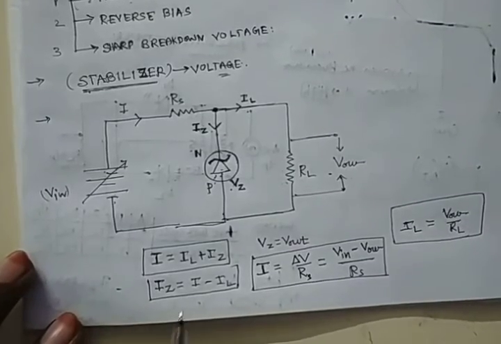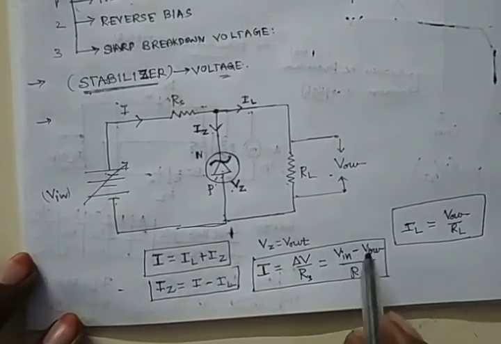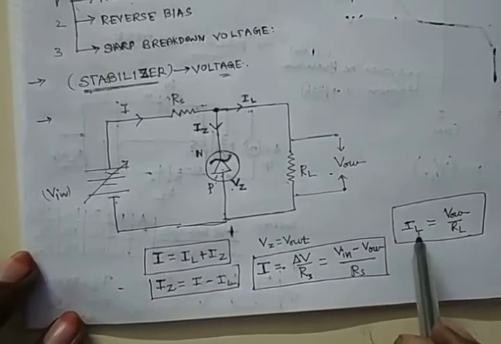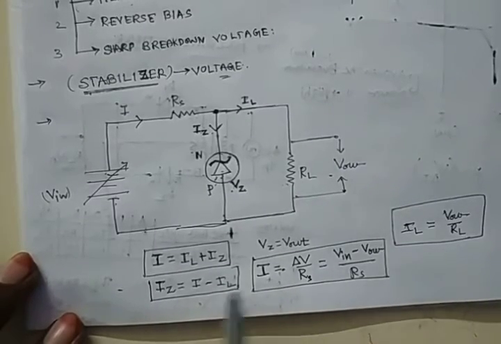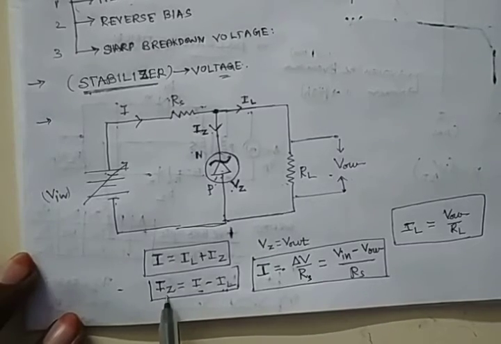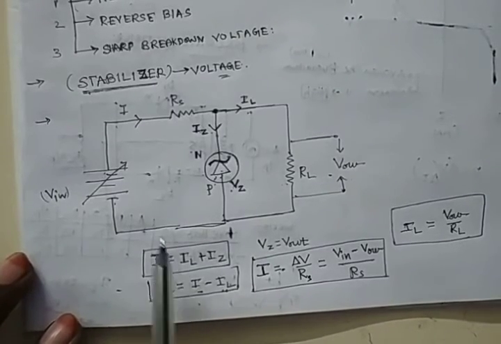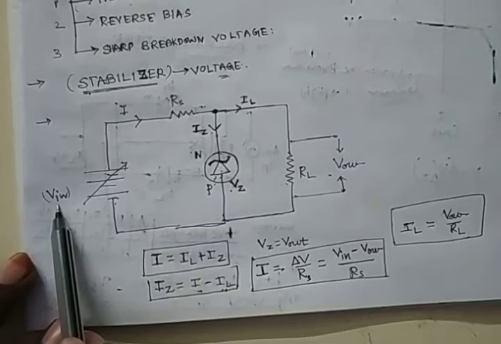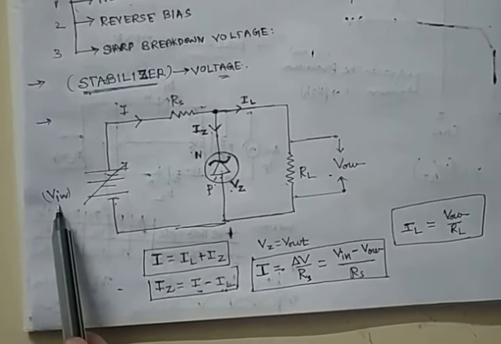Okay. From this you can apply both I and IL. You can find out by substituting these values here. Then you will get the Vz. Sometimes only one value is given.